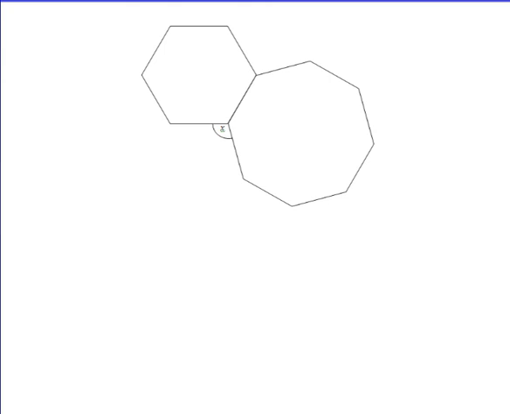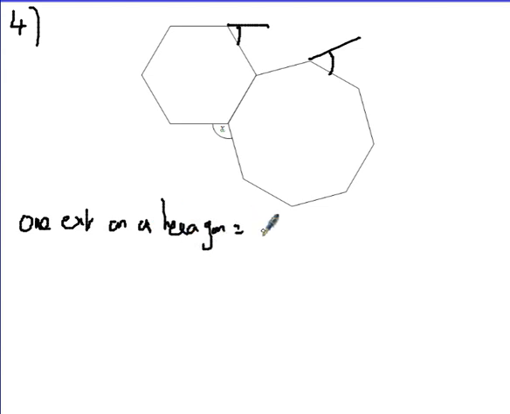Question 4 shows a regular hexagon and a regular octagon. Find the size of the angle marked X. There's two methods for this. My preference is to work out an exterior angle for each one. Now the exterior angles we know add up to 360, irrespective of number of sides. So to get one exterior on a hexagon, we're going to do 360 divided by 6, which will then give us 60 degrees. So I know that's 60 degrees in there.